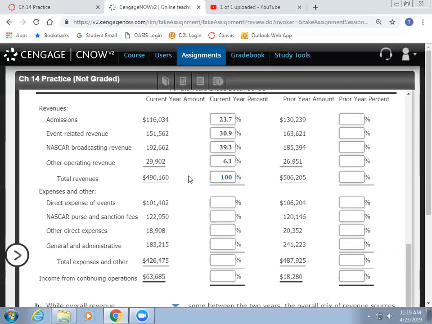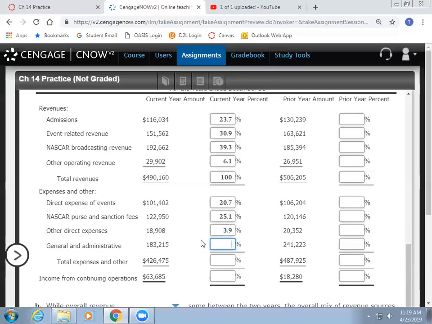So that's just the revenue portion. If you were to add those four up, with rounding, they would add up to 100%. Then moving down, we would just keep doing the same thing. You take your direct expense of events divided by total revenue, and you should get 20.7. NASCAR purse and sanction fees, you should get 25.1. Other direct expenses, 3.9.